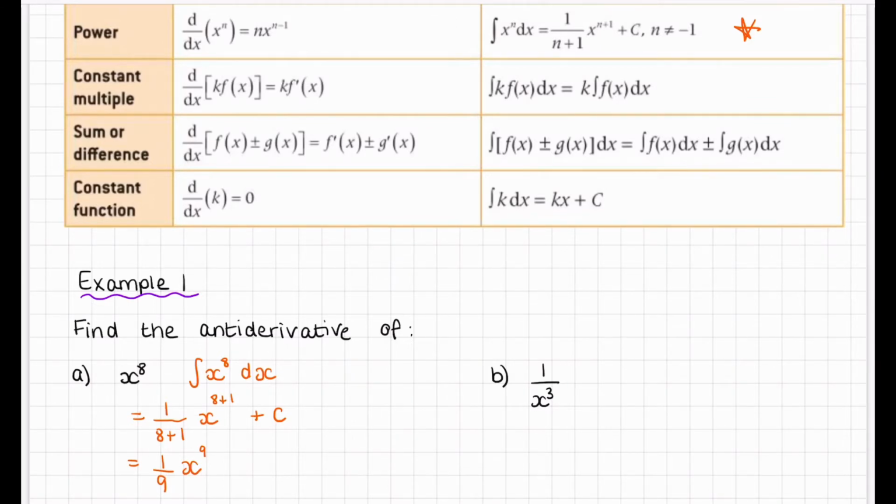Now if we look at b, we don't want it in a fraction if we can, so we're going to rewrite this as the integral of x to the power of negative 3 dx. Now exactly the same idea. 1 over, add 1 to the power, so negative 3 add 1 is negative 2. So it'll be 1 over negative 2 x to the power of negative 2, add 1 to the power as well, and then remember your plus c.